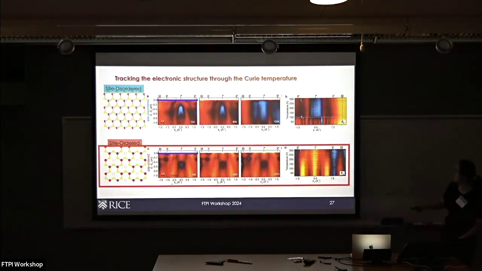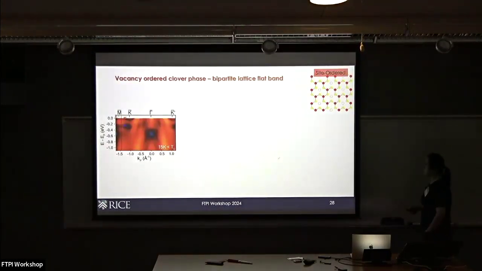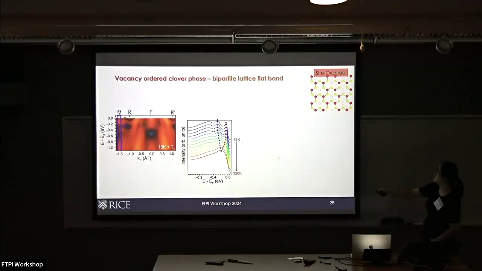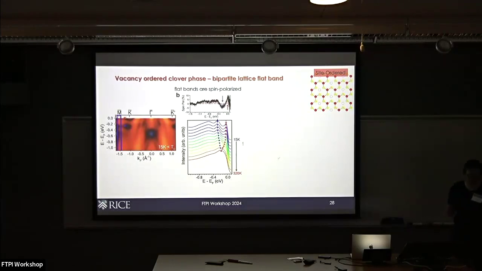Let me first look at the bottom one. This is the one with the ordered vacancies, and this is the one where we see the flat bands. If we look at this dispersion, here are the three flat bands. We can choose a region in momentum space where, if you do a vertical cut, you can see the peaks that correspond to these flat bands. As you warm up in temperature, at least the two closest to the Fermi level eventually merge together. We've also done spin-resolved ARPES measurements on this, and we can see that these two flat bands closest to the Fermi level have the opposite spin polarization.